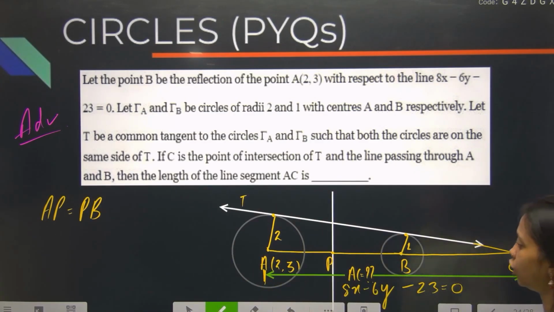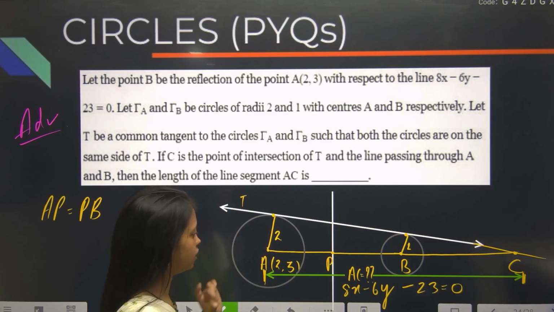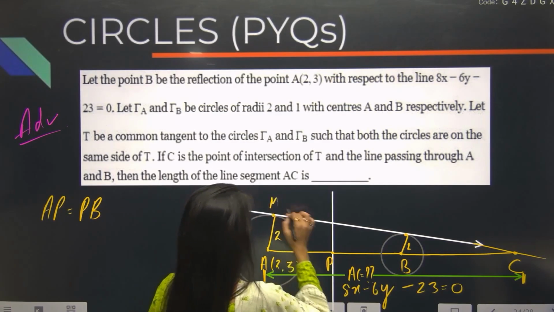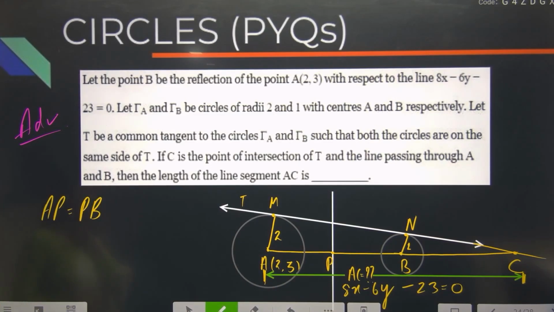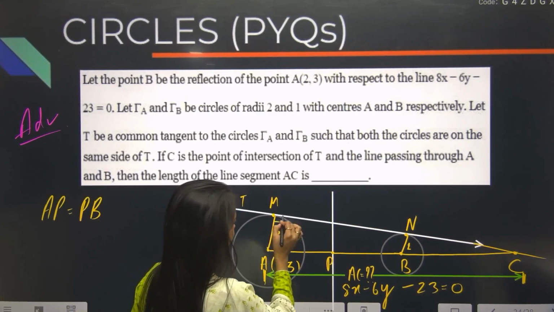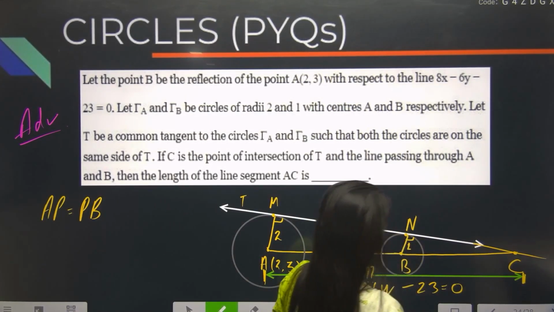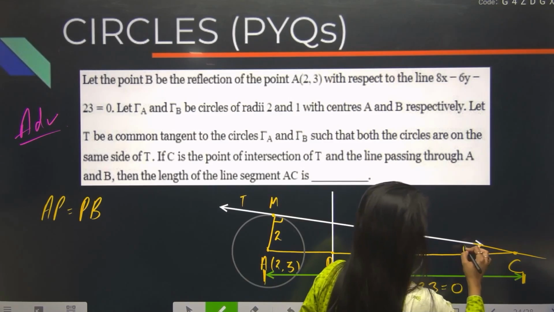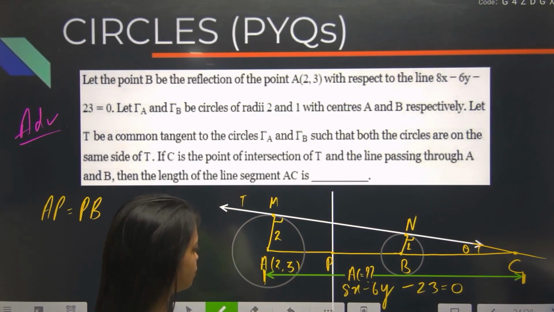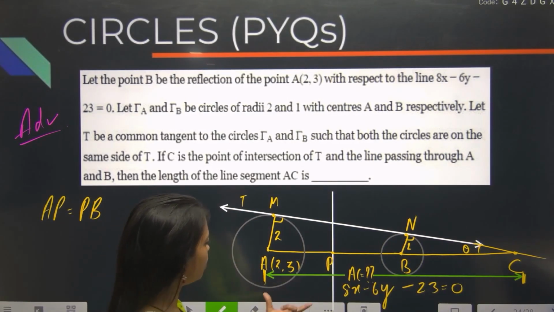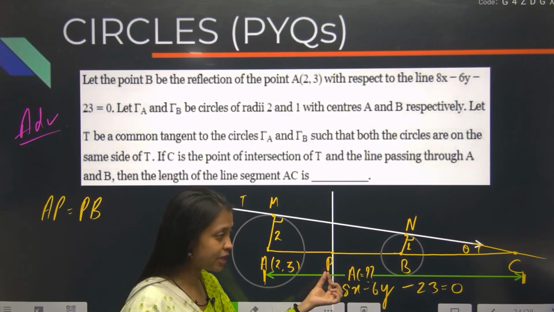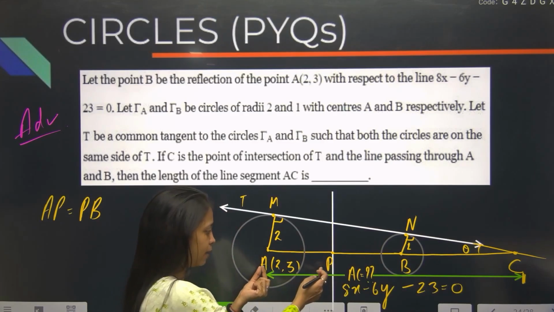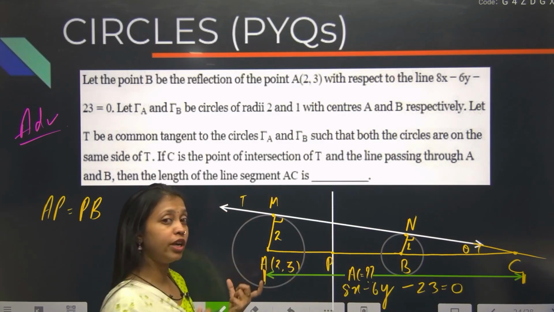So I hope one thing is clear here. This is P, so let it be M and N. This triangle is definitely 90 degrees, and this angle is theta. What about this length AB? I hope you can calculate AB just from AP, because B is the reflection. So AP equals PB. You can calculate AP. Now why?